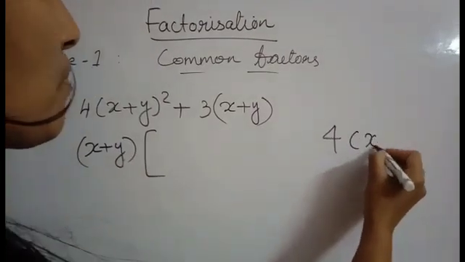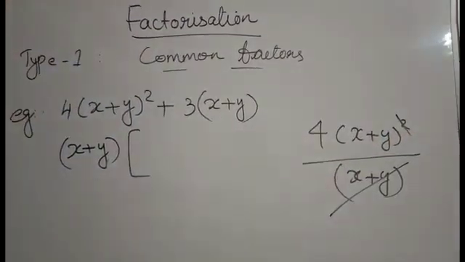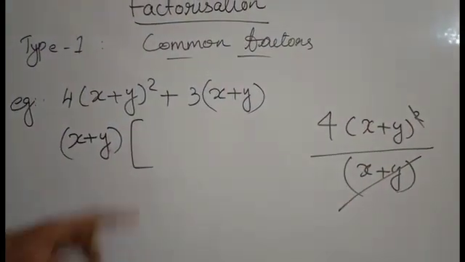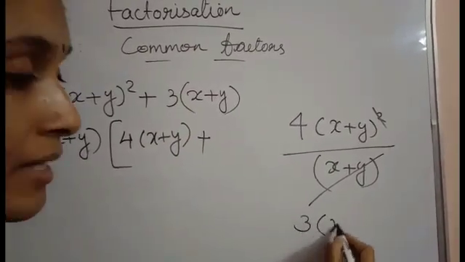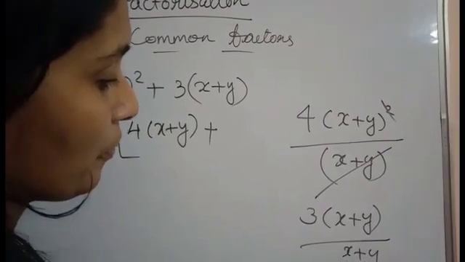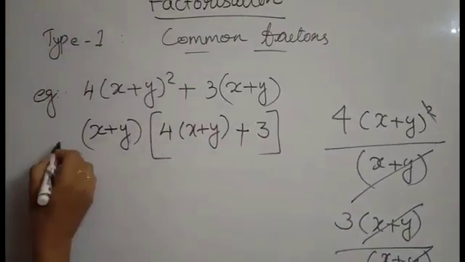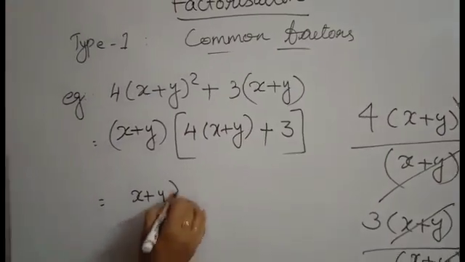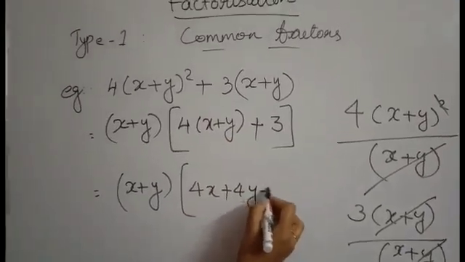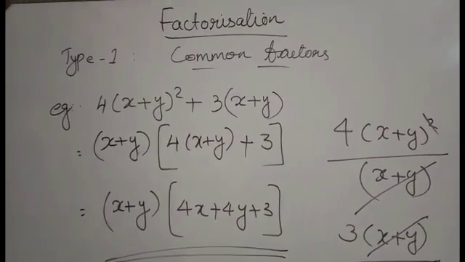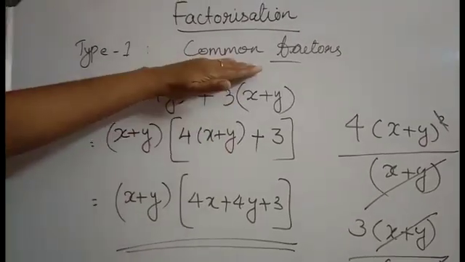So it is 4 into x plus y the whole square divided by x plus y. Here one x plus y will get cancelled with x plus y the whole square. So the remaining term is 4 into x plus y, plus the next term is 3 into x plus y divided by x plus y. Here this x plus y gets cancelled and you will get this term as 3. So if you continue this, x plus y into 4x plus 4y plus 3. So these are the two factors you are getting for this particular question. This is how you have to factorize the given expression by taking the common factors.